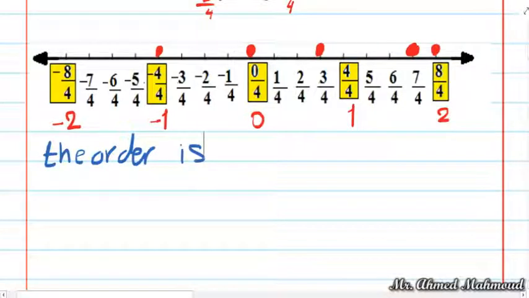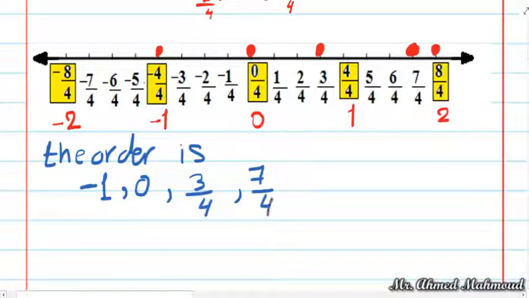The first number with us is negative 4 over 4, which is negative 1. Next, the second number is 0 over 4, which is 0. Next, the third number, 3 over 4. The fourth number, 7 over 4. Finally, 8 over 4, which is 2. And this is the order in ascending order.